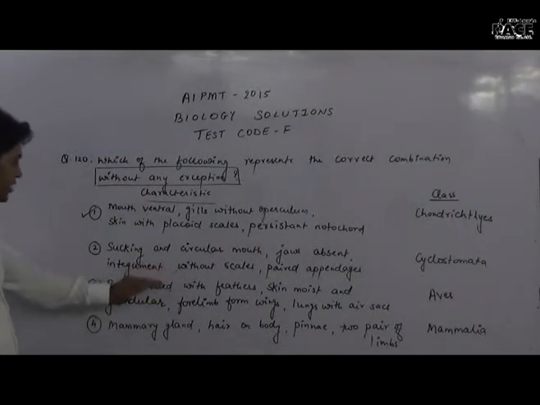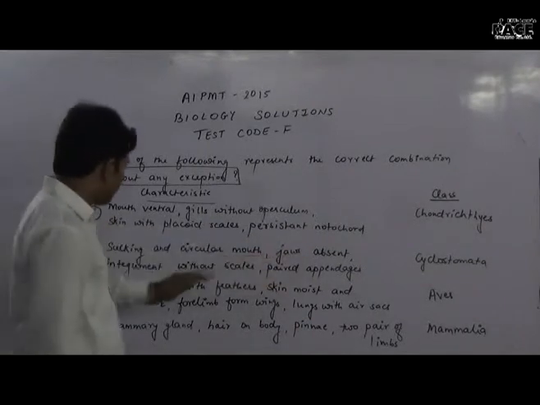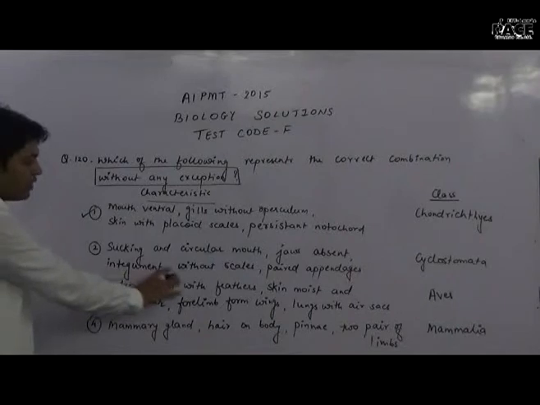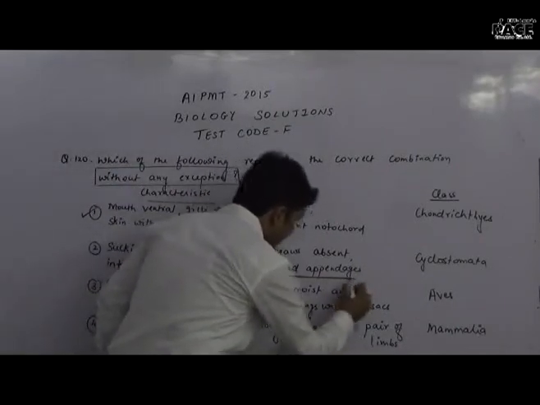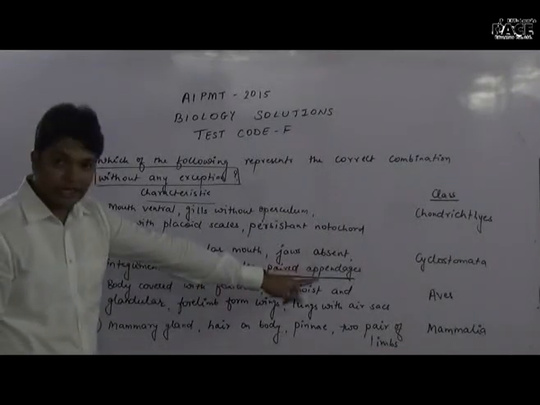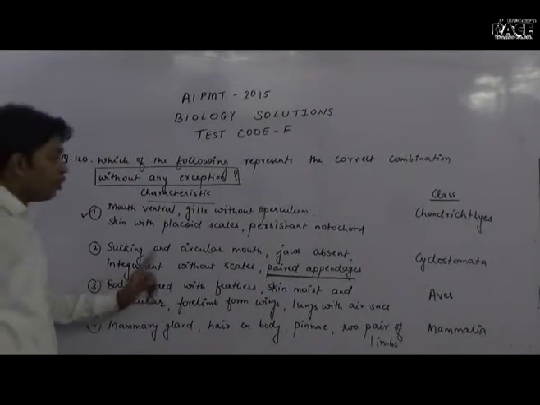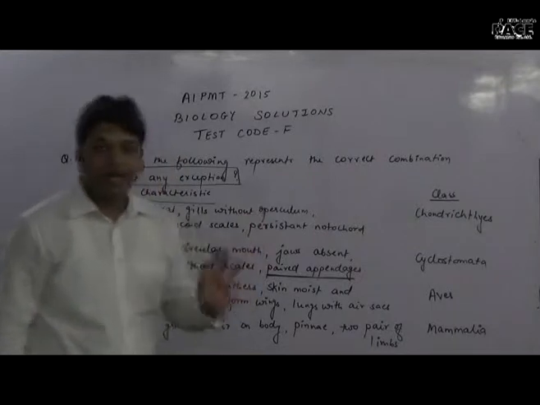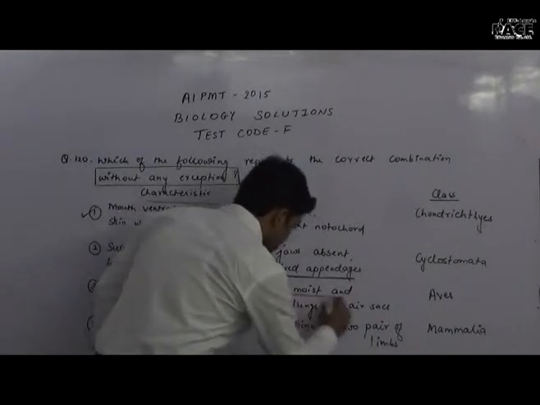While if you look at the second option, sucking and circular mouth in cyclostomata, yes. Jaws absent, yes. Integument without scales, yes. But they do not have paired appendages, they have median fins on the body. So the second option is obviously wrong. The third option has body covered with feathers in aves, yes. Skin is moist and glandular, wrong. Skin of aves is dry and non-glandular. So therefore, due to this, the third option is incorrect.